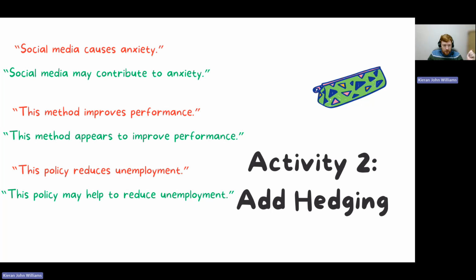Also, for this last one, this policy reduces unemployment. We would change to this policy may help to reduce unemployment. So this is much more limited. It may be one factor out of many factors. Okay. Maybe we cannot prove a cause and effect here. So this is a much better hedged version.